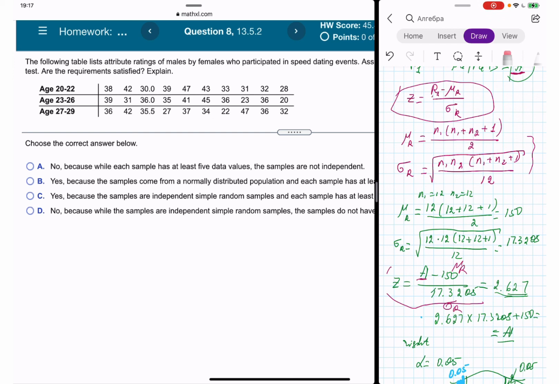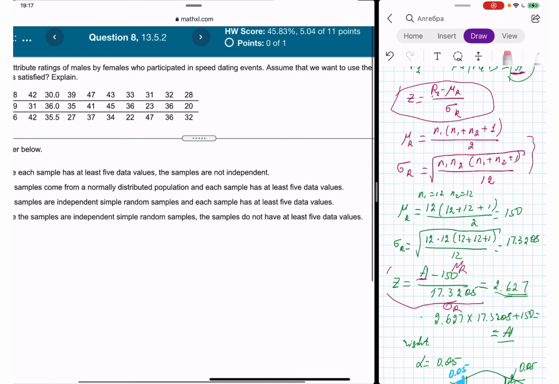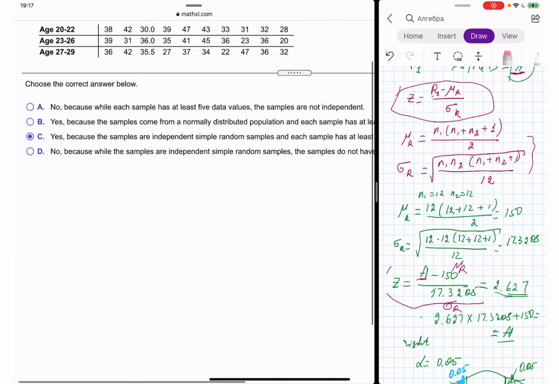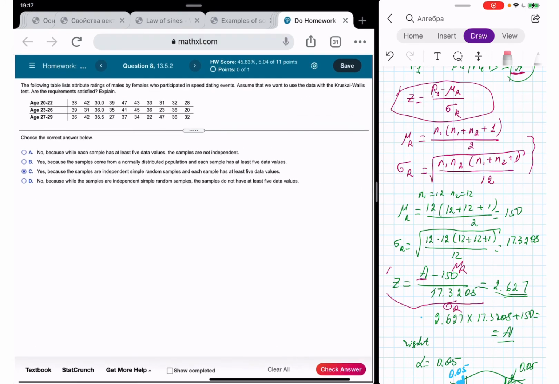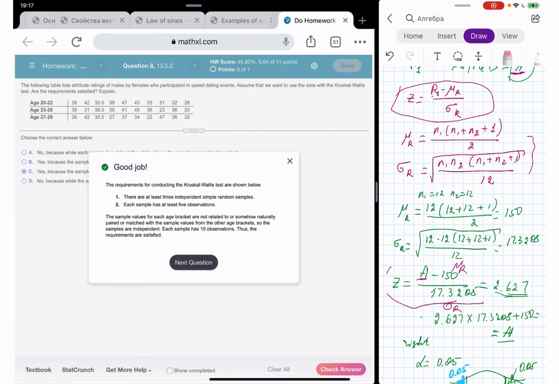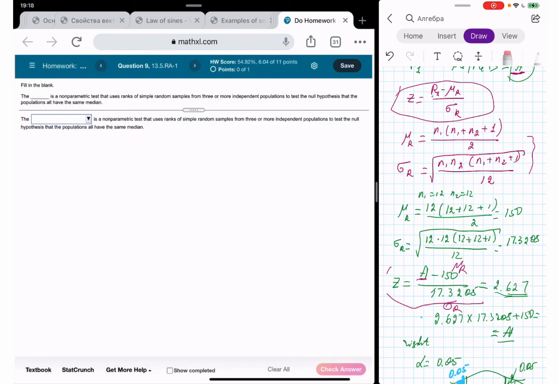Okay, no, because the whole samples have at least 5. No, that's not the case. Yes, because the samples come from normal distributions. No, because the samples are independent. That is correct. They have to be independent random samples, and each sample has at least 5. For Kruskal-Wallis, we have to have independent samples and a minimum sample size of 5. We did a good job.